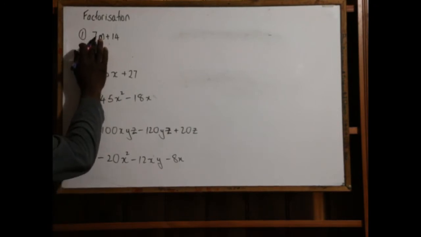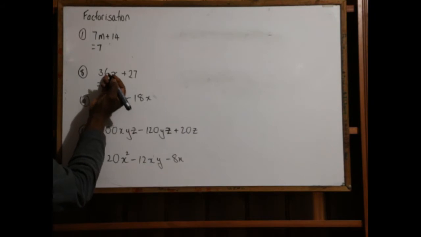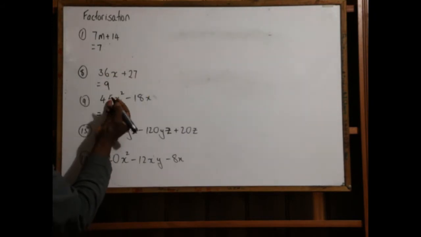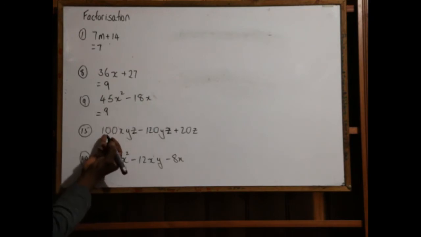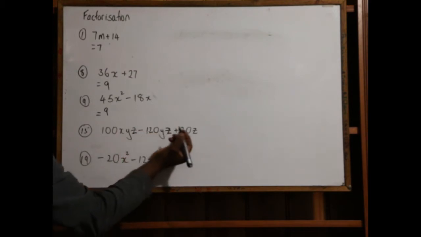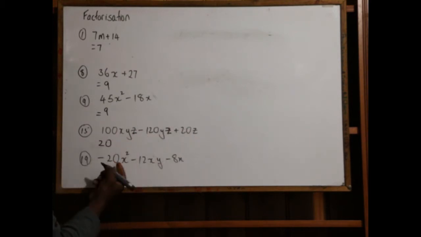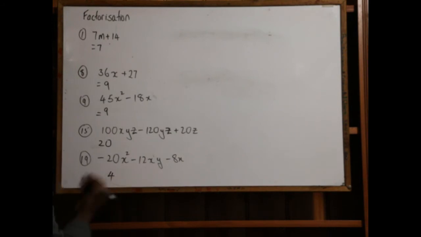The highest common factor of 7 and 14 is 7. Highest common factor of 36 and 27 is 9. Highest common factor of 45 and 18 is also 9. The highest common factor of 100, 120 and 20 is 20. The highest common factor of 20, 12 and 8 is 4. In fact, since all these are negatives, we can write it as -4.